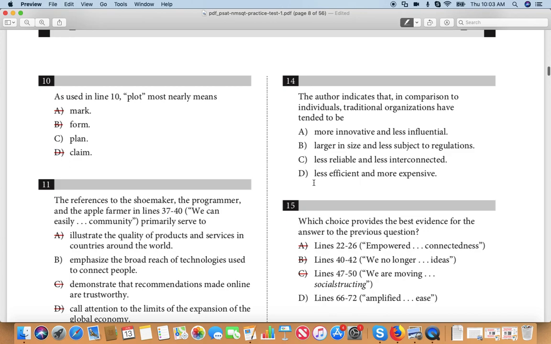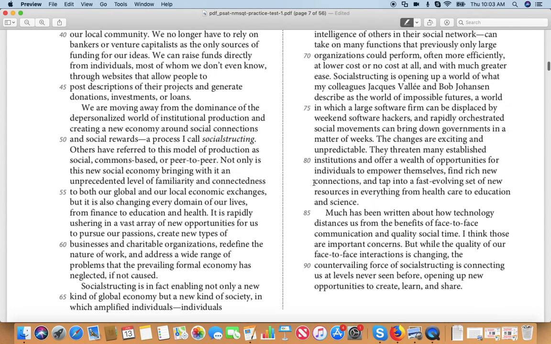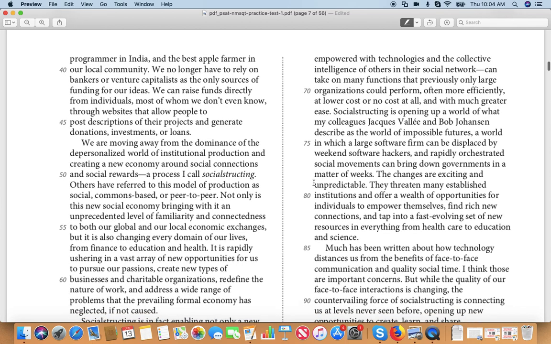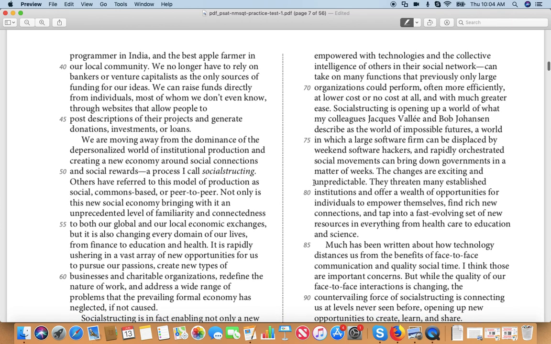So does the author indicate that in comparison to individuals, traditional organizations have tended to be less reliable and less interconnected? Both have to be true, by the way. Less reliable and less interconnected. Do you see any evidence to support that? Often more efficiently. Yeah. That's different from being reliable or being interconnected. You know what efficient means? Something that works. Yeah, something that works and works with little waste. It doesn't waste much.